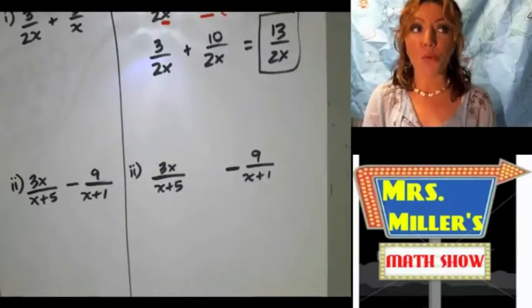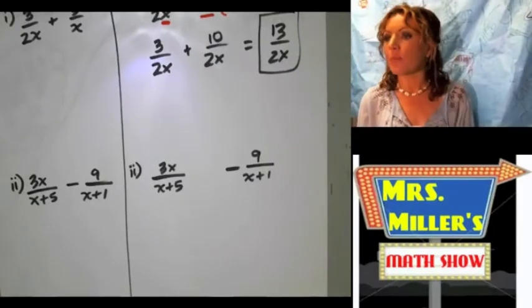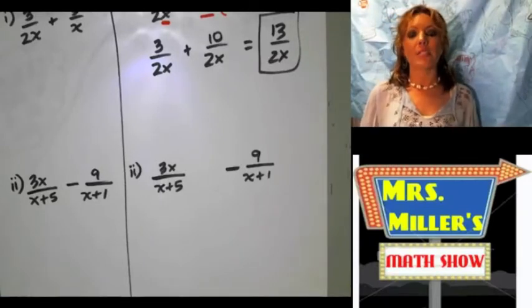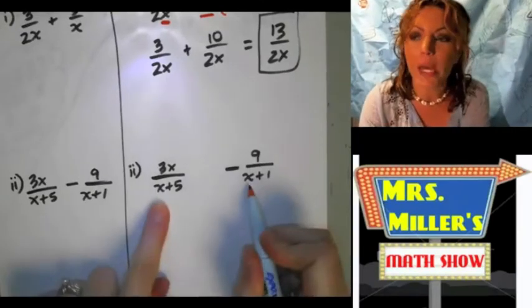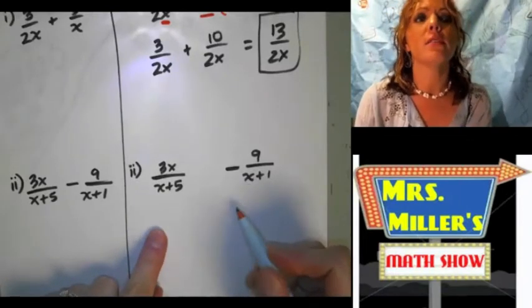3x over x plus 5 minus 9 over x plus 1. Okay, so one of the common patterns that I've seen in the past when teaching this is that everybody looks at this and goes, okay, they both have an x in common. What is wrong with that? Why can we not say that in this? Sloan?